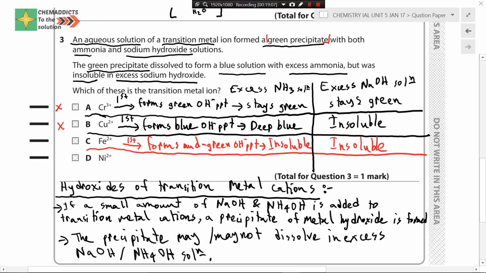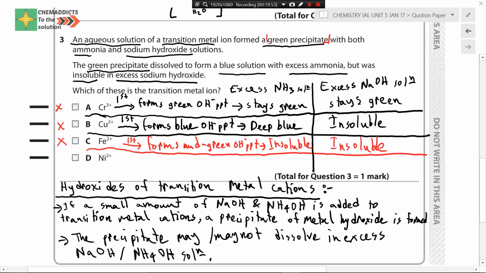Here, this kind of matches with this result. Here it was mud green and this is green. These are close colors, but still this doesn't match. Here the result was it gives a blue solution with excess ammonia, but here the precipitate is totally insoluble with excess ammonia. That's why we are avoiding this result as well.